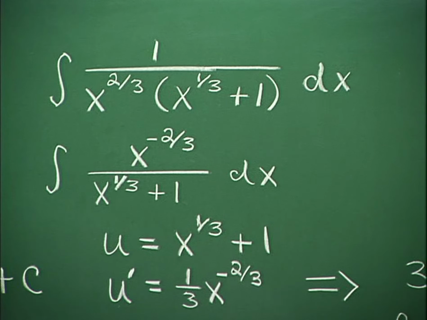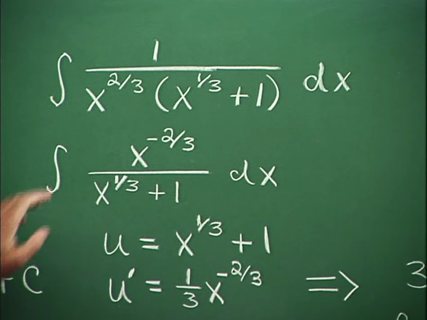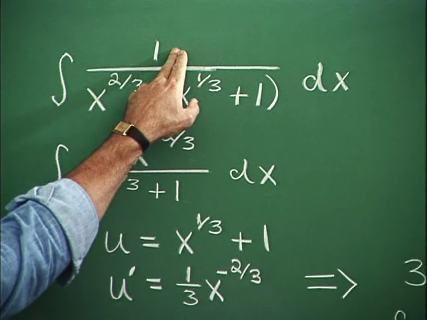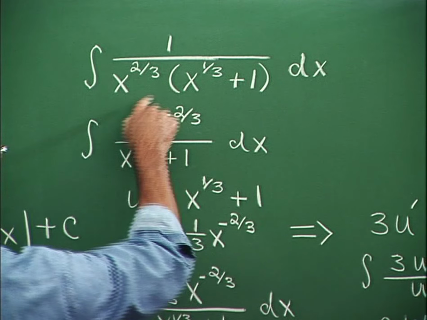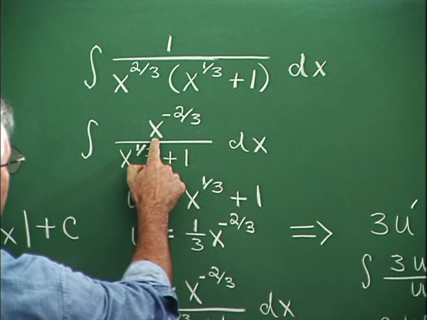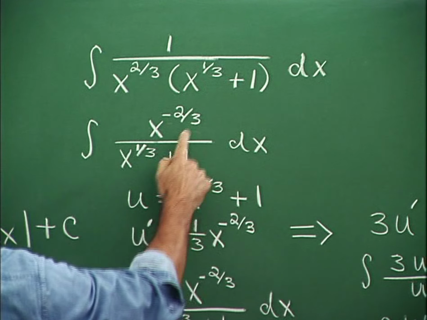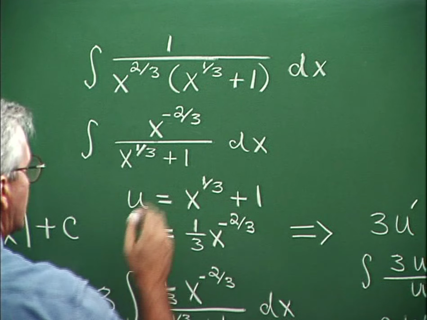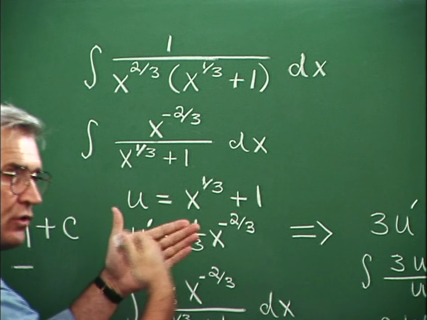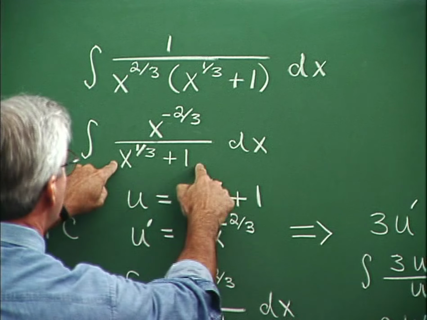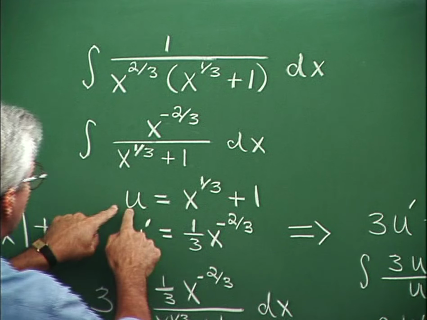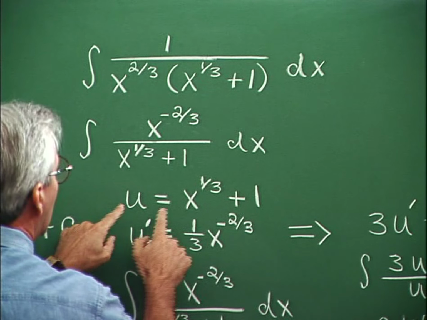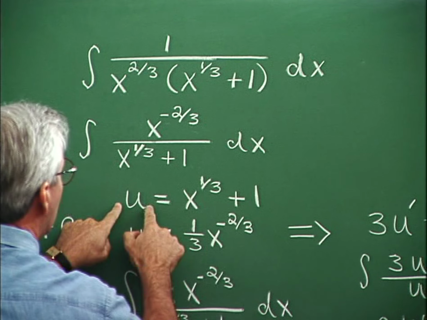Here's one that requires a little more manipulation. Notice that we just have 1 in the numerator and we have these 2 factors in the denominator. I'm going to kick the x to the 2/3 to the numerator and write it as x to the negative 2/3. And now, because of the complication, we might go into the substitution idea, thinking of this as u and investigating for u prime. So we're going to substitute or think about x to the 1/3 plus 1 as u.